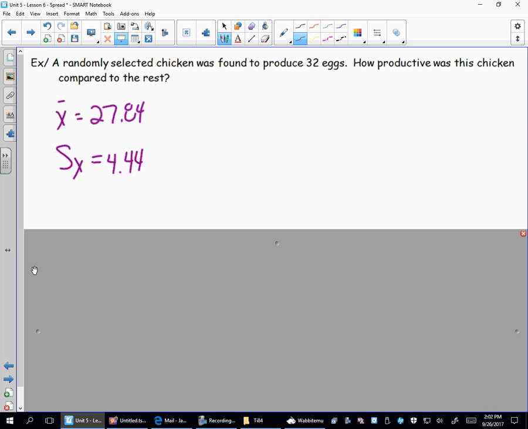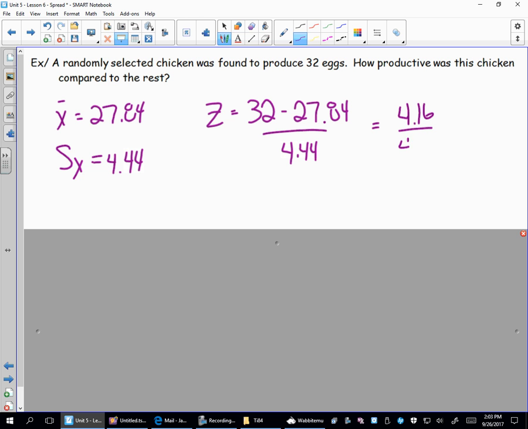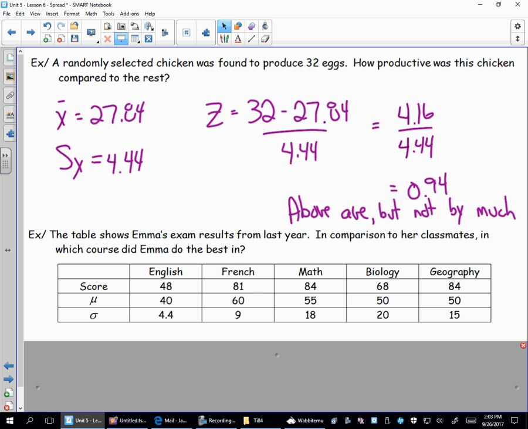So I'm comparing this one chicken to everybody else. Its z-score, 32 is its value. The mean is 27.84, standard deviation of 4.44. So we end up with on top, what's that, 4.16 over 4.44. It's a positive number, 0.94. So that's above average. It's bigger, it's a positive number, but not by much. It's within 1 standard deviation. It's kind of normal. Slightly above, but kind of normal.